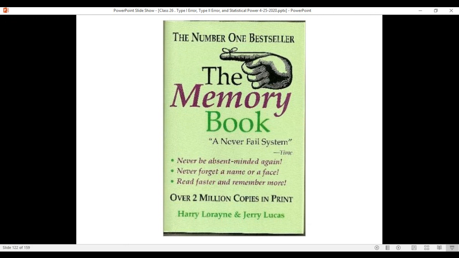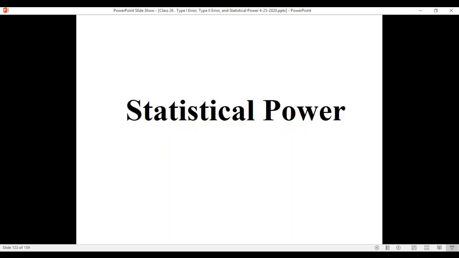Okay, so now let's go on to a new topic today, statistical power. Now that you understand what type 1 error is and type 2 error and how they have a no-win relationship, and if we try to decrease type 1 error, we end up increasing type 2 error. We understand that. Now we're ready to learn about statistical power. Now, the phrase statistical power has an electric charge.